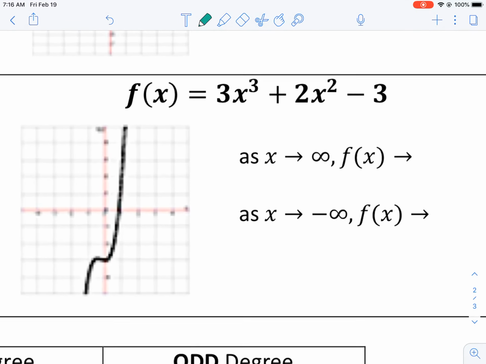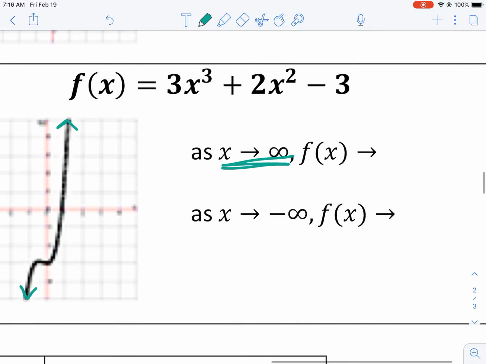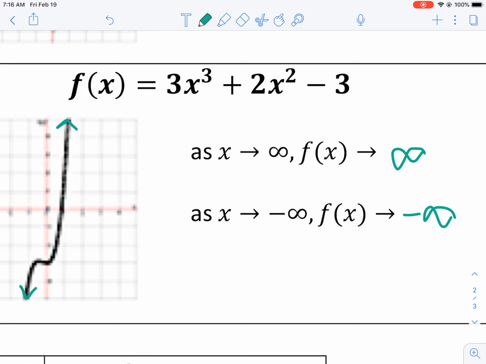And this graph is actually switched. So this time on the left it's going down, and on the right it's going up. So this is the right, remember, x to infinity. On the right it's going up, and on the left it's going down.